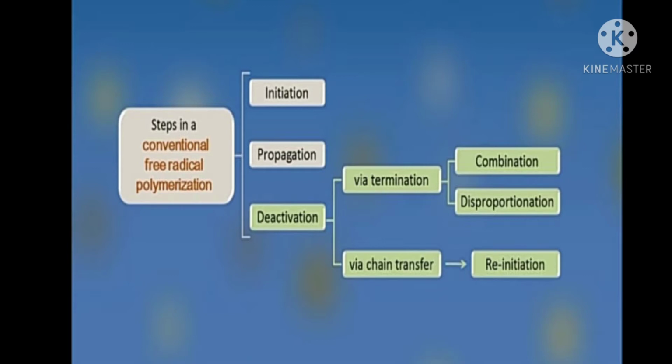And next is the deactivation. Deactivation occurs via termination and via chain transfer. In termination, there is destruction of the growth active center, usually by the combination of the radicals of two growing polymer chains or by disproportionation. And next is chain transfer, which occurs but is rare. In chain transfer, there is a transfer of the growth active site from the active chain to an inactive one.